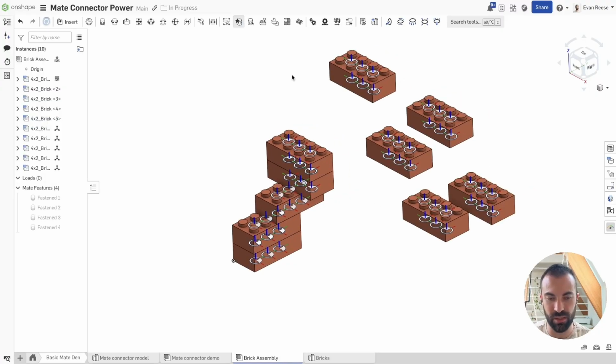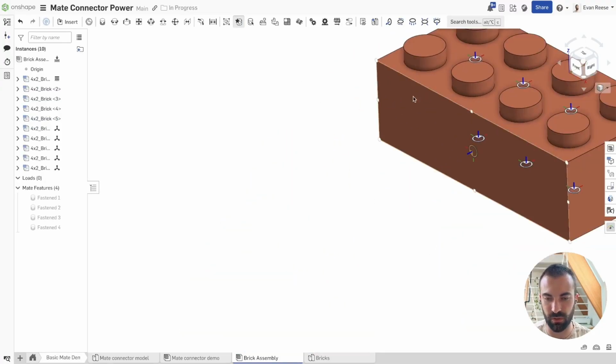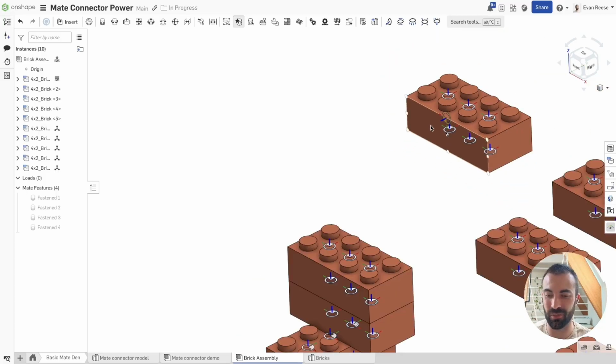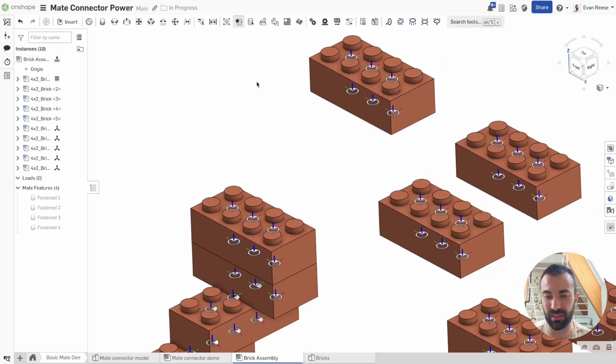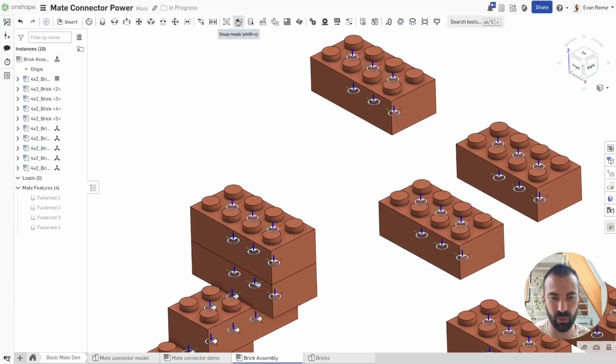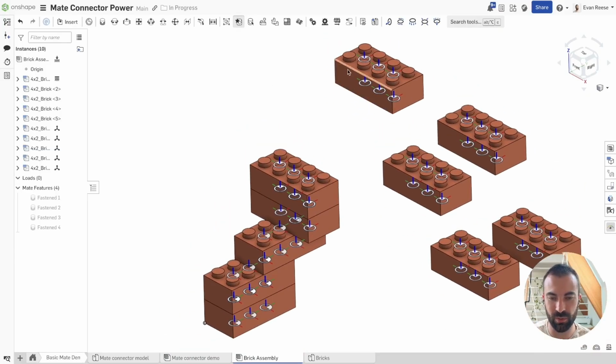With snap mode enabled, you'll notice that whenever I mouse over anything, it creates this little temporary mate connector called an implicit mate connector. And those are really handy. I'll get into those in the next video because there's a lot more to say about mate connectors, and they're valuable for a lot more things than just mating things in an assembly. All right, but with snap mode enabled, I can either grab an implicit mate connector or one of my existing ones.